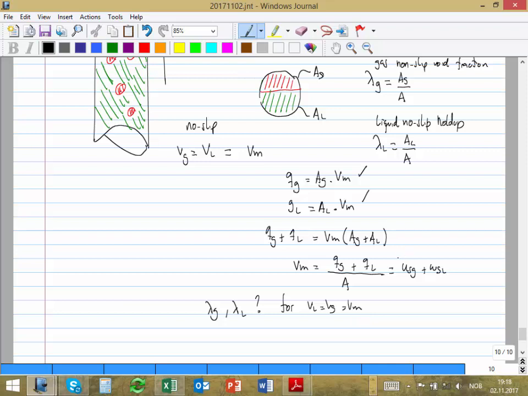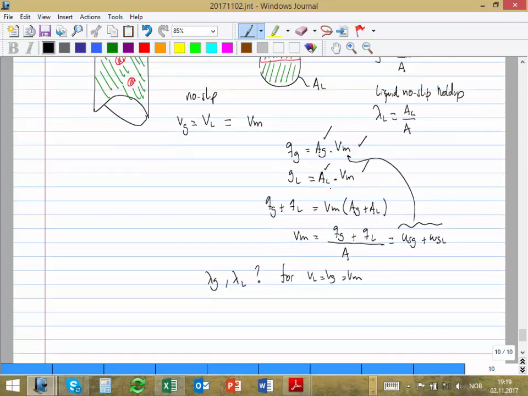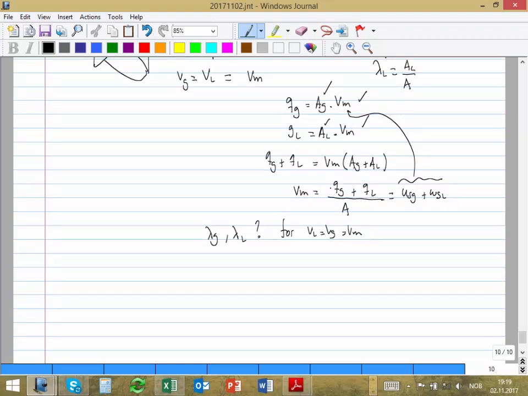Well, we just substitute what we found into this expression, and then we can clear out this term, and do the same here and clear out this one. You see? So at the end, let's call these equations 1 and 2, and then we substitute Vm equal to USG plus USL in 1, okay?